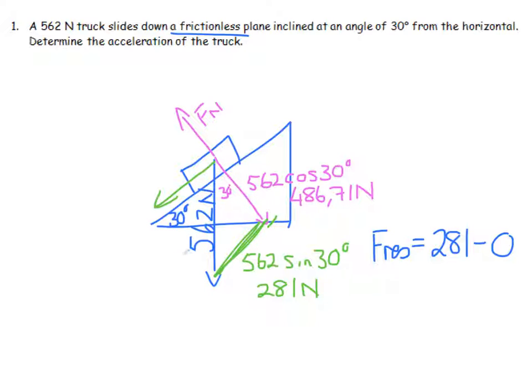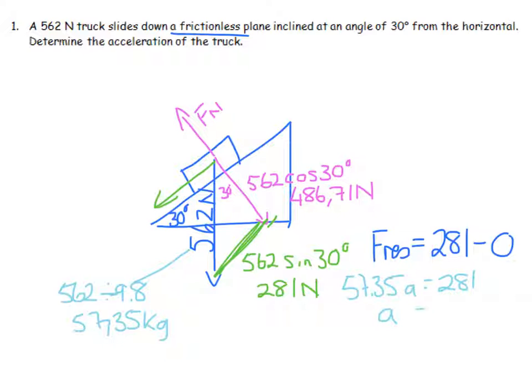We need to work out the mass of this particular object. So if we just work that out, we need to take 562 and divide it by 9,8, and we land up with a mass of 57,35 kilograms. And so it is 57,35 A equals 281, and the acceleration turns out to be 4,9 meters per second squared down the slope.